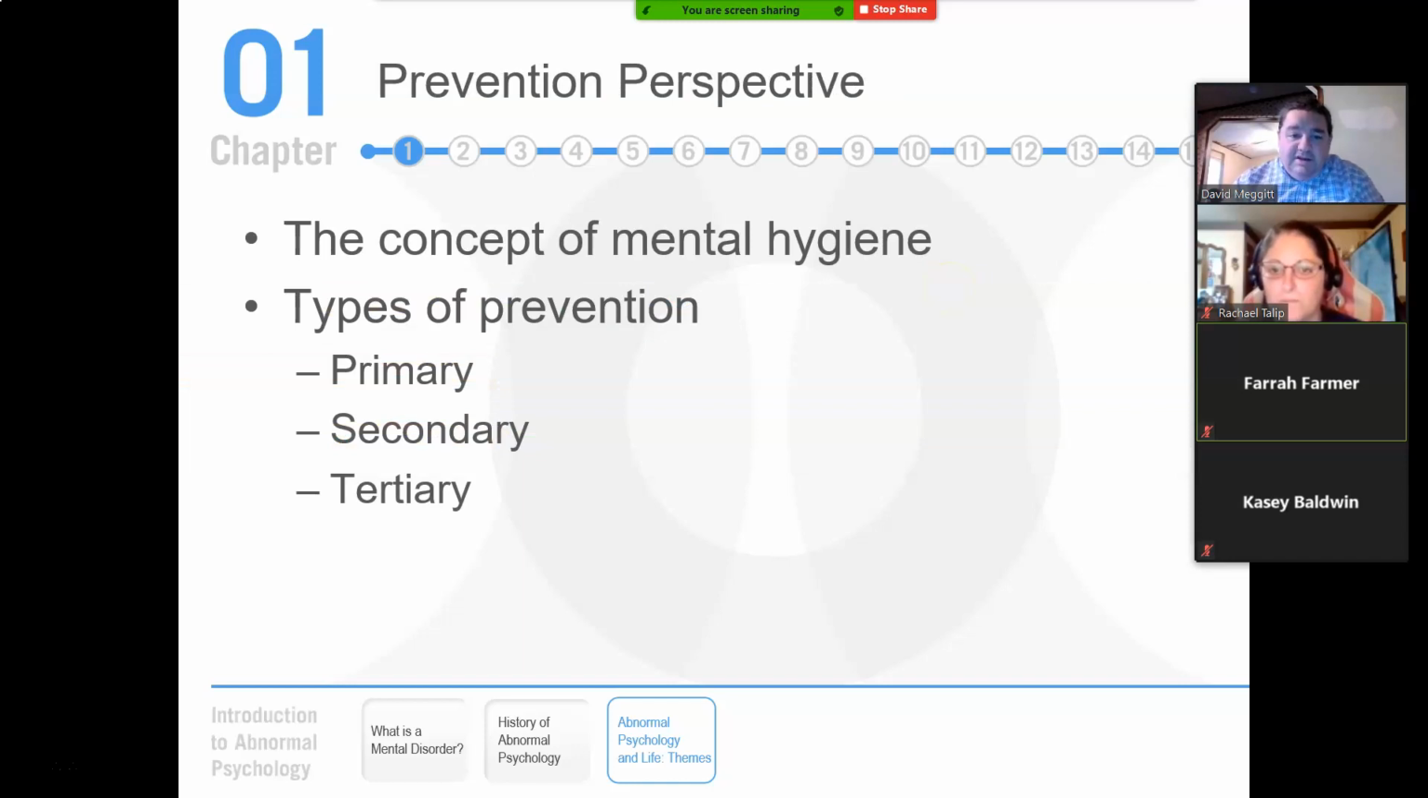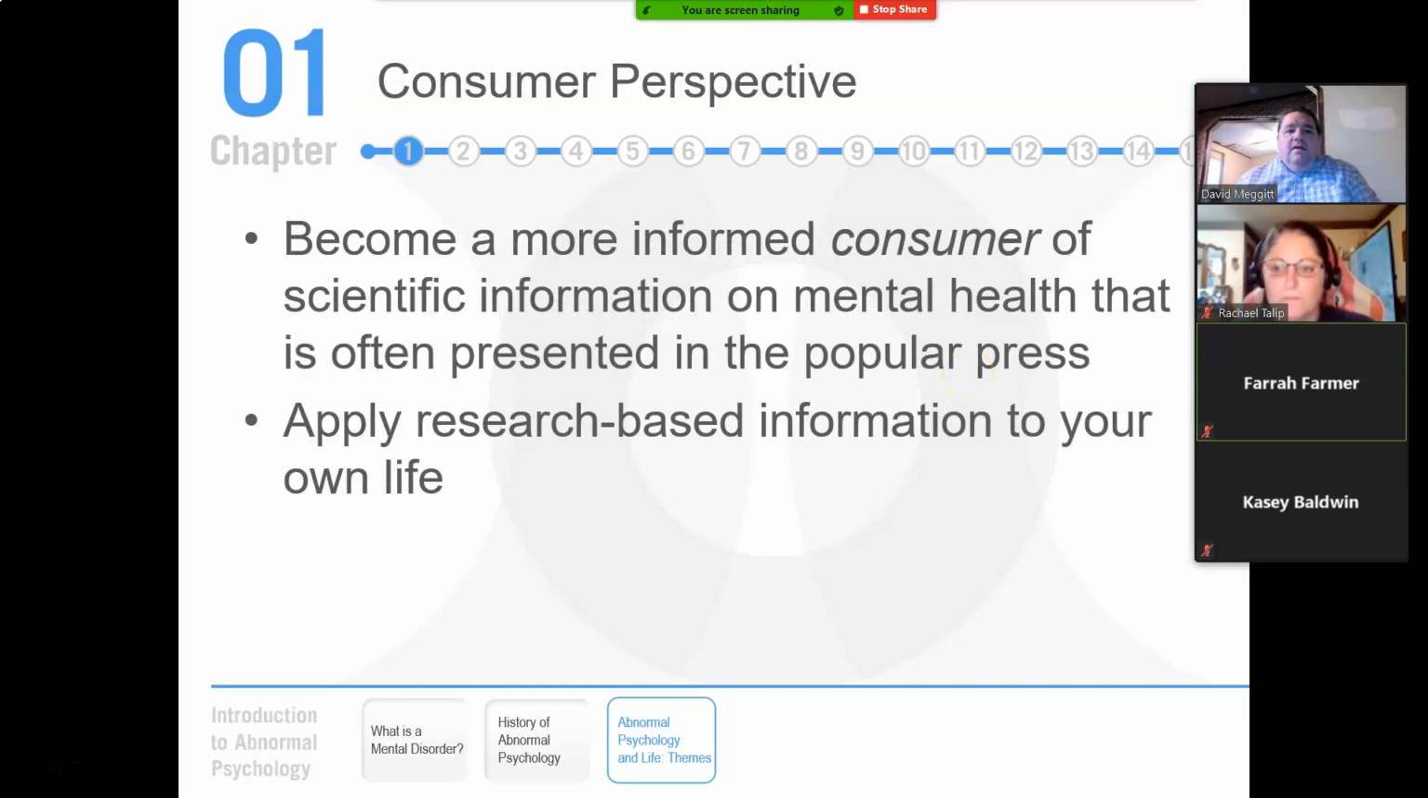The concept of mental hygiene, types of prevention: primary, secondary, and tertiary. And looking at it from the consumer perspective, helping people understand mental health. You know, most places, and this is going to be in your discussion board if you've already done it, there's stigmatism of mental health. We're either going for services or not going for services.